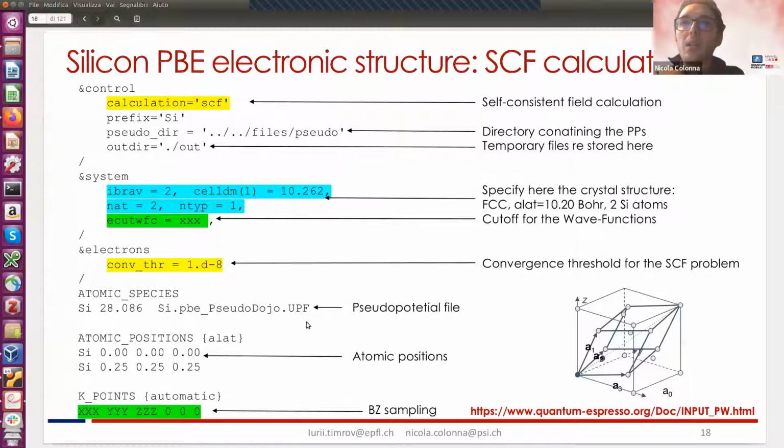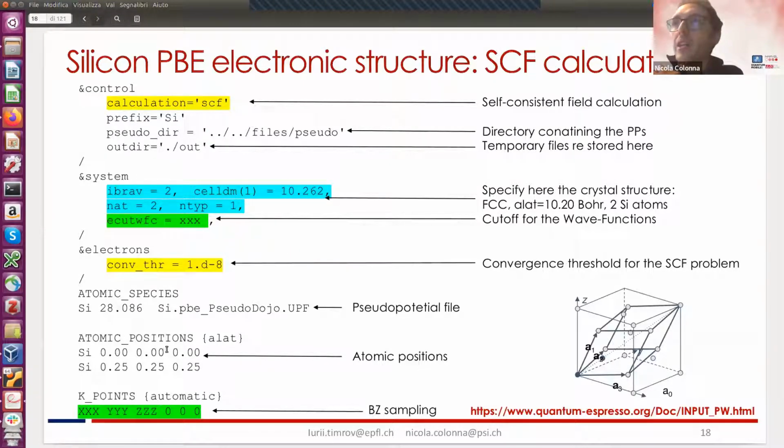And here is where you specify the name of the pseudopotential. So this is actually the name of the file where the pseudopotential is stored. This is actually only the name, but in the namelist control, you need to specify also where physically in your computer this file is, and this is the path to the folder containing the pseudopotential.